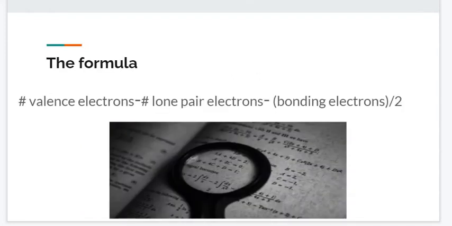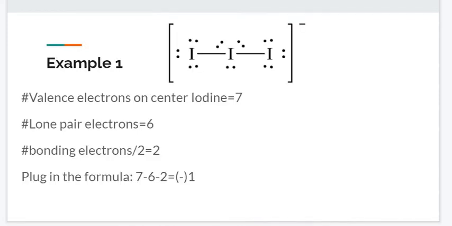The formula is the valence electrons, which you find according to their group number, and then the lone pair of electrons, and then you minus it by the bonding electrons divided by 2, and then you get the formal charge. Alright, so for our first example, we have 3 iodines right here.